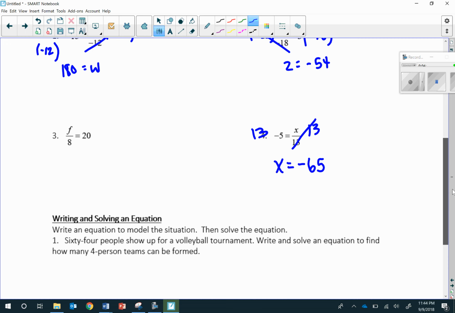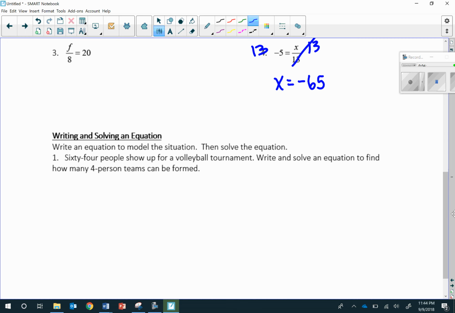If we look at this first word problem, it asks us to write an equation to model the situation and then solve. So we have 64 people showing up for a volleyball tournament. We want to write and solve an equation to find how many 4-person teams could be formed. So if there's 4 people on a team, we have 4. We don't know the number of teams that we can have, but we do know that we have 64 people total. So 4 people on a team times the number of teams, which we're hoping to find, equals 64.